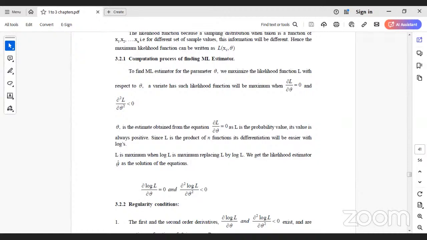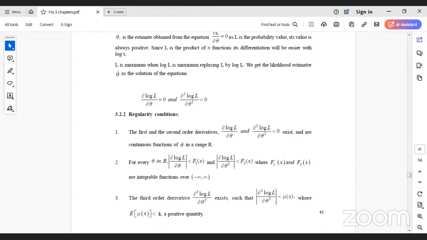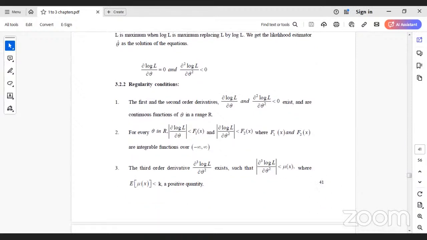The second partial derivative, d square L by d theta square, is less than 0 here. The first and second order derivatives are d log L by d theta and d square log L by d theta square, and the second derivative is less than 0; this condition exists. The function is continuous in theta over the range R. For every theta in R, the modulus of d log L by d theta is less than f1(x) and the modulus of d square log L by d theta square is less than f2(x). So f1(x) and f2(x) are integrable functions from minus infinity to infinity.